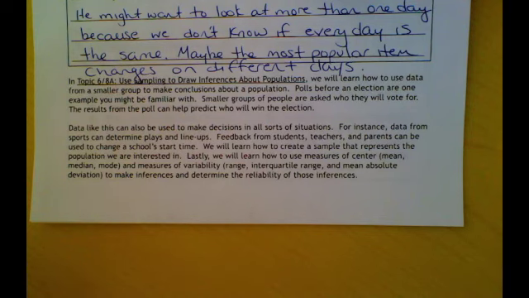And data like this can be used to make lots of different kinds of decisions. For instance, data from sports can be used to make a play or to create a lineup. Feedback from students, teachers, and parents can be used to change the school start time. We're going to learn how to create a sample that represents the population that we're interested in. We will also learn how to use measures of center, like mean, median, and mode, and measures of variability, range, interquartile range, and mean absolute deviation, to make inferences and determine the reliability of those inferences.